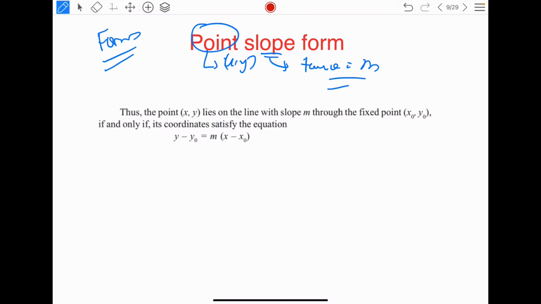So how do you write the equation in point slope form? y minus y naught is equal to m of x minus x naught. That's the formula for point slope form. y minus y naught is equal to m of x minus x naught. Okay.